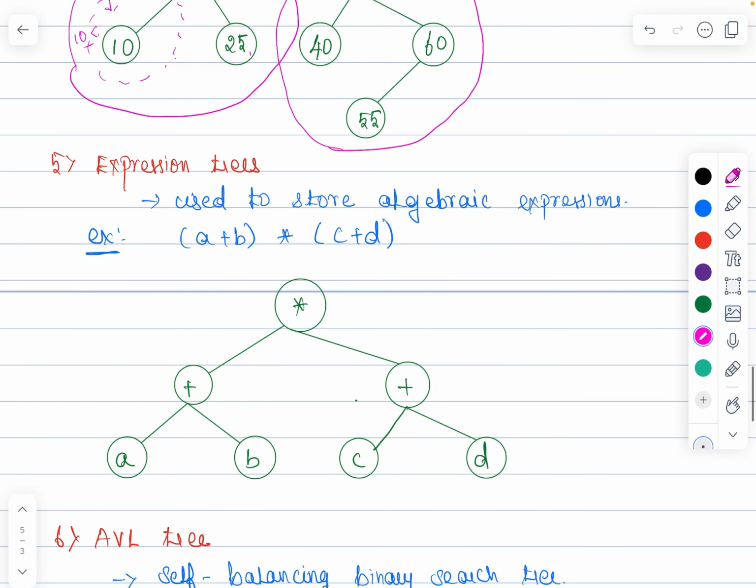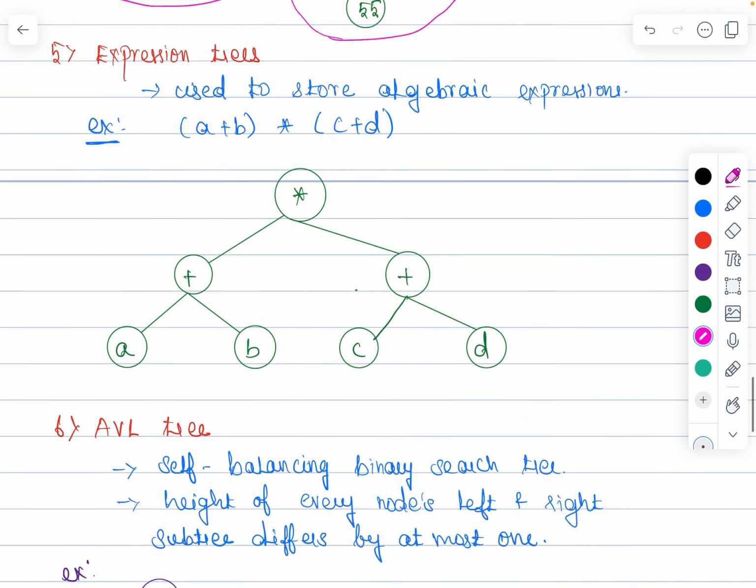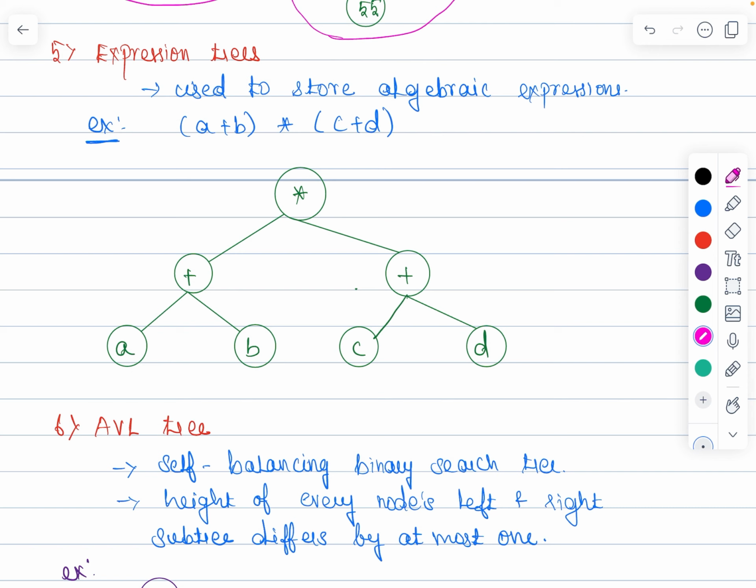And the next type is the expression tree. An expression tree is generally used to store algebraic expressions. Again, this is a variant of the binary tree only. To store expressions, this binary tree structure can be used, which is called the expression tree. For example, let's take the sample expression a plus b star c plus d, and this expression can be stored in a binary tree structure.